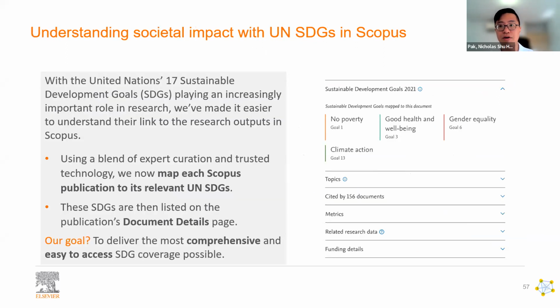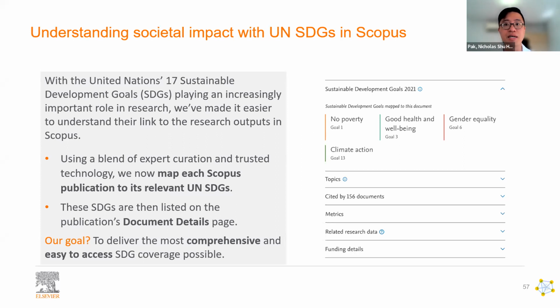And what we have done very recently, and this is completely fresh off the press, is putting SDG within the documents itself, right? With the SDGs being an important role in research, we want users to be able to search and understand the link to the research outputs in Scopus. So we map each Scopus publication to the relevant UN SDGs, and then it's listed on the publication's document details page.